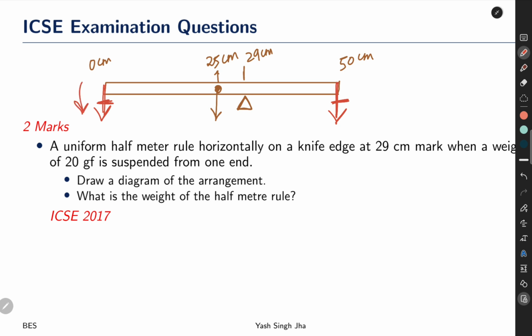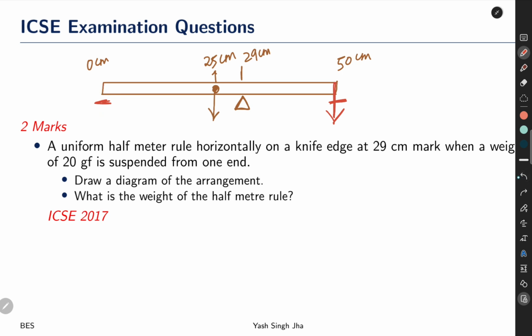If it is suspended here, what will happen? Both the moments are anti-clockwise, and the meter rule will turn. But if it is suspended from the 50 centimeter mark, we will produce a clockwise torque, which will counteract the anti-clockwise torque produced due to the weight of the meter rule itself. So we suspend the force here. Force is 20 gf. And it is horizontal, so it is balanced.